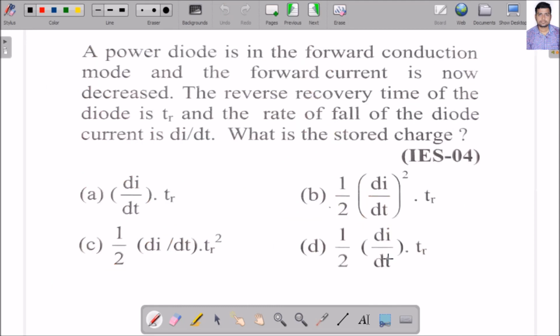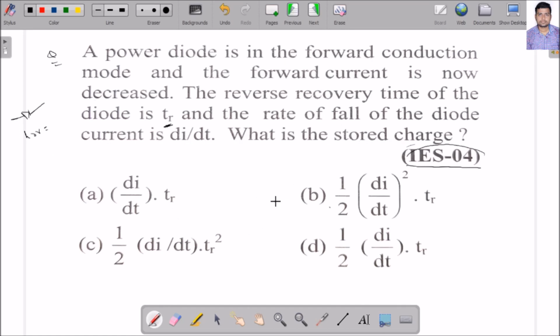See one question, IES 2004. Okay, so let us see this question. A power diode in the forward conduction mode and forward current is now decreases. So the diode was in the forward bias condition, now the forward current is decreases. The reverse recovery time of the diode is TR. Reverse recovery time you know, TRR. Here it is represented TR, and the rate of fall of diode current is di by dt. Then what is the stored charge?